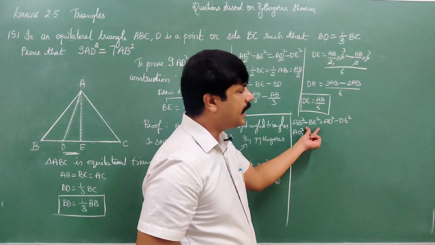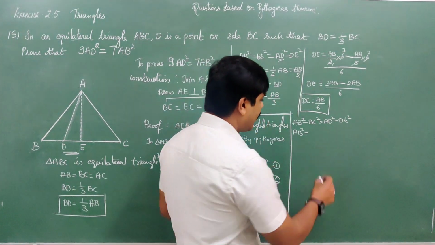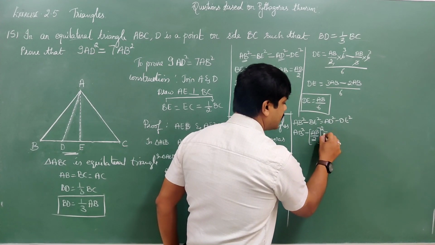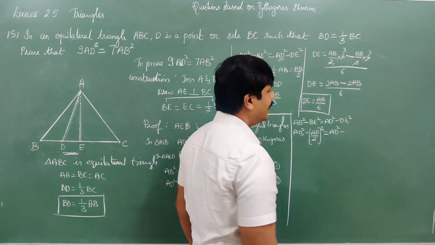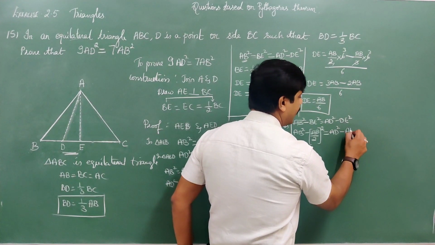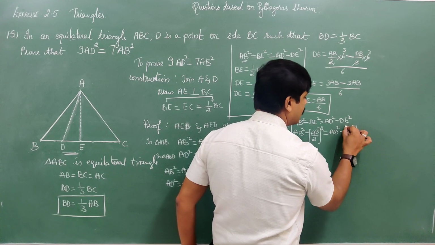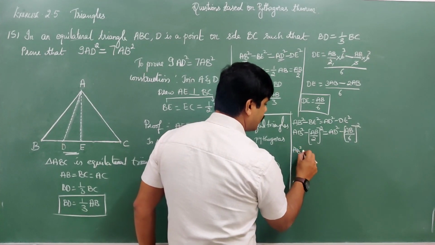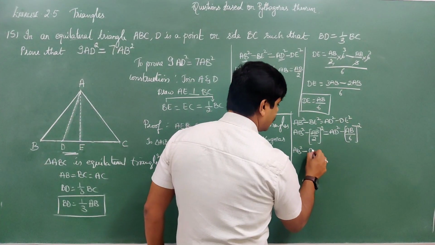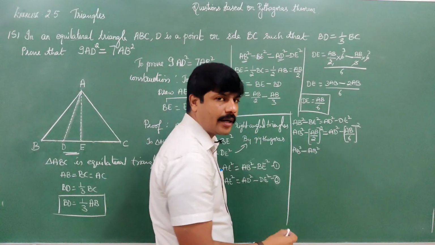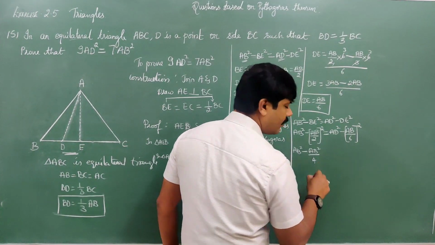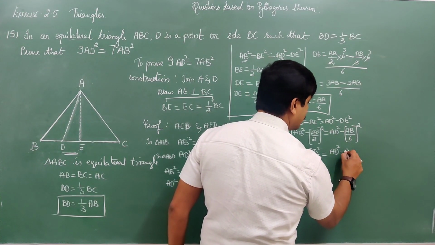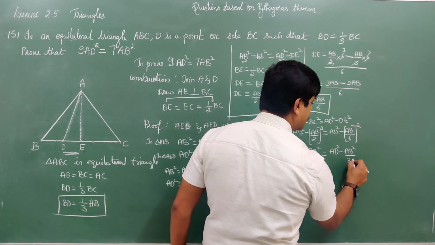What is BE? BE is nothing but AB by 2, but the whole square is there, maintain this. AD keep as it is. DE is nothing but AB by 6, whole square. Okay. Now AB square minus AB square, apply square for both numerator and denominator, AB square by 4 is equal to AD square minus AB square by 36.